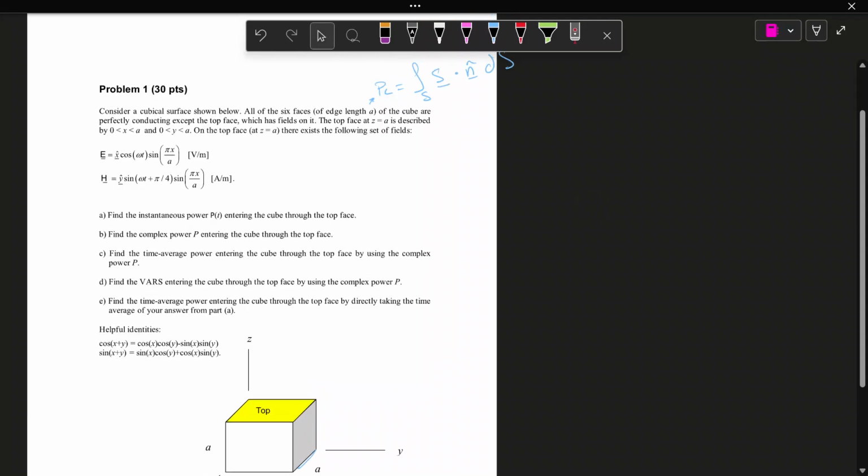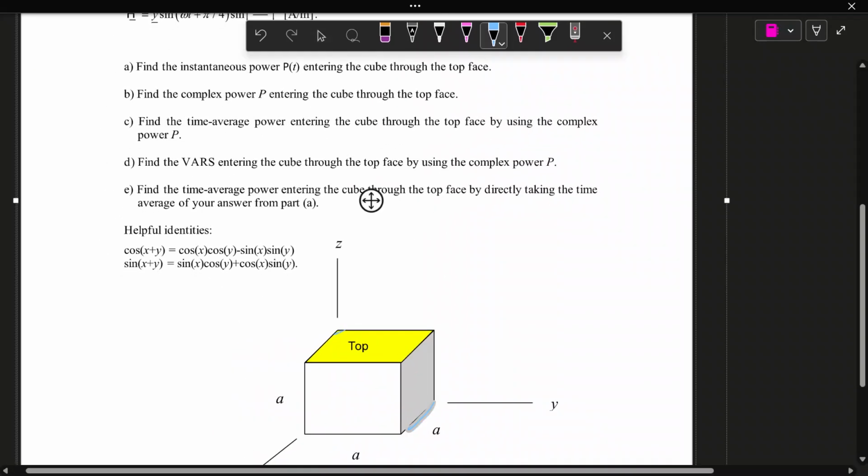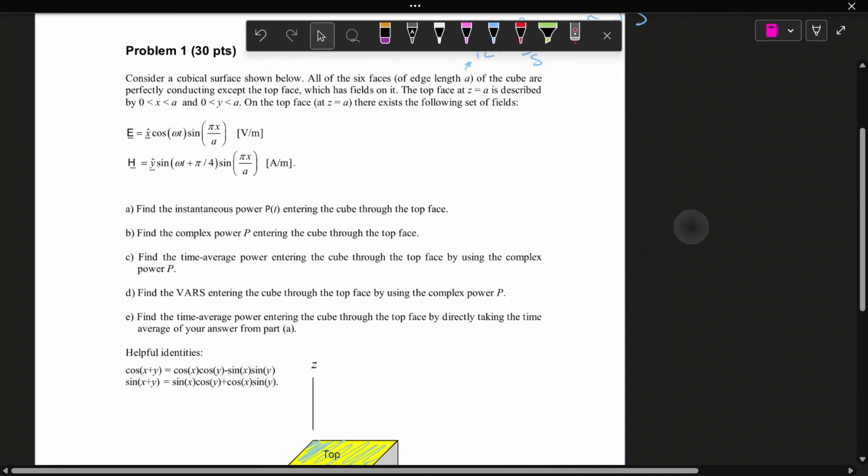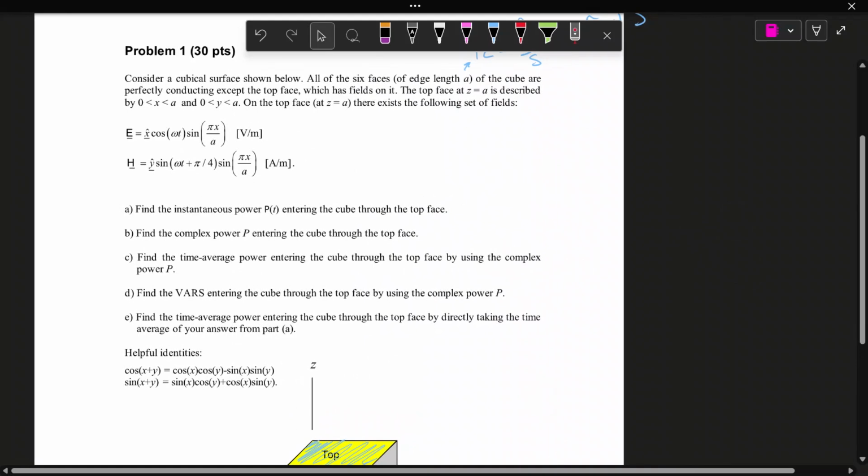Anyways, it says the faces of edge length a of the cube are perfectly conducting except the top face. So the top face has fields in it. We only see fields here. There are no fields anywhere else. The top face at z equal to a is very important here. We will eventually have to plug in a for z. It is described by 0 to a and 0 to a. Note, integral from 0 to a, so it'll be dx dy for our surface integral.